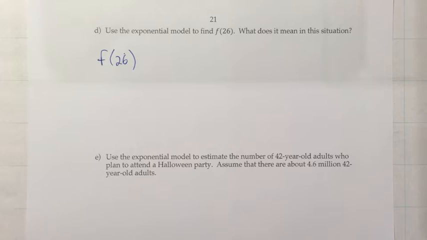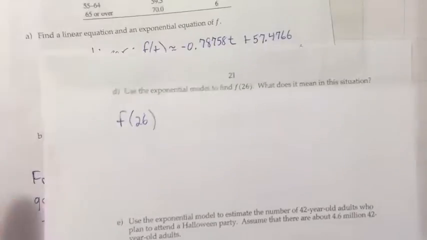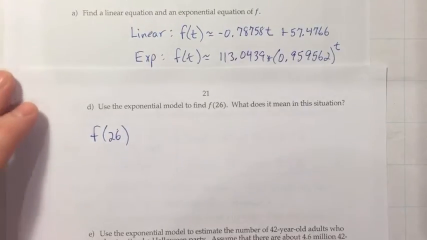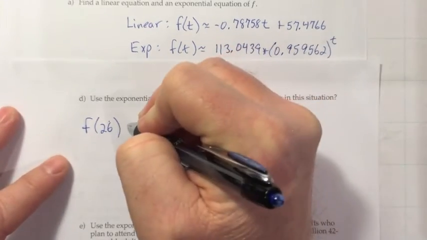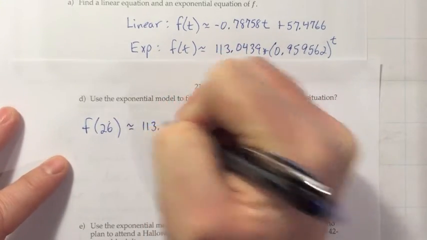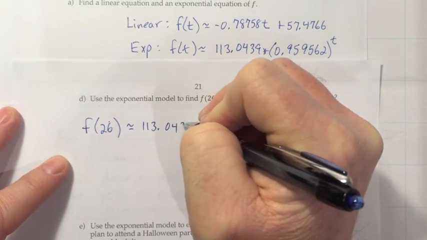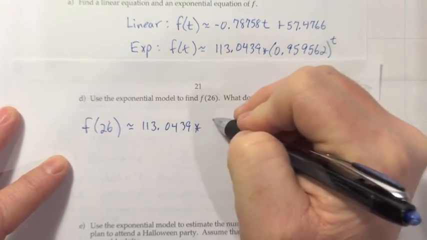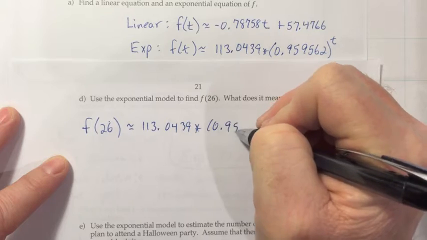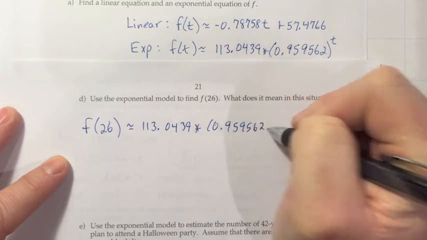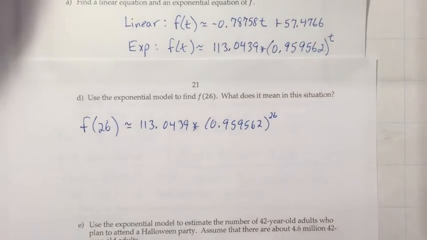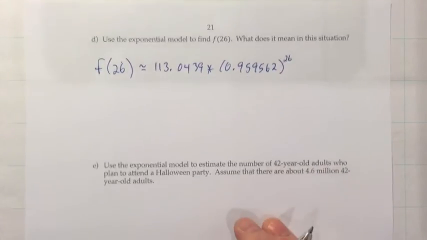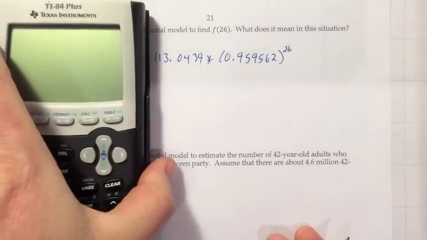like I did with the 80-year-olds. So I'm going to go ahead and bring back our equation and show you how to do it by hand as well. So if you want to do f of 26, you could say that's 113.0439 times 0.959562 raised to the 26. And then we could just enter that in the calculator. So I'll go ahead and do that.